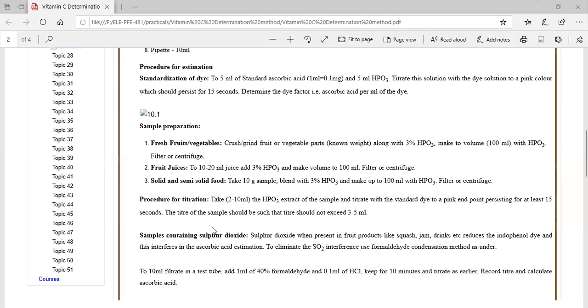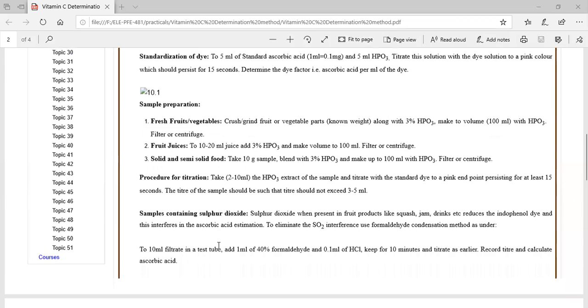Then what is the procedure for titration? Take 2 to 10 ml of the HPO3 extract of the given sample and titrate with the standard dye to a pink endpoint that persists for at least 15 seconds. The titer value should not exceed 3 to 5 ml. When your value is within this range, your result will be accurate.